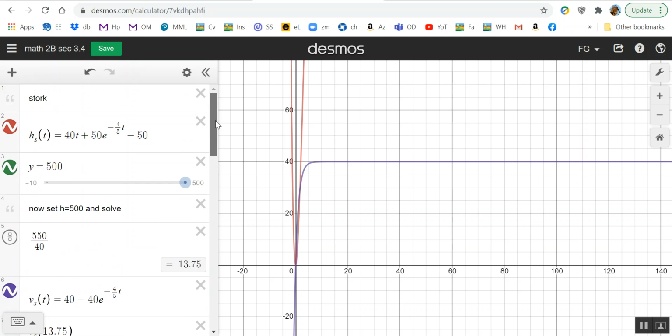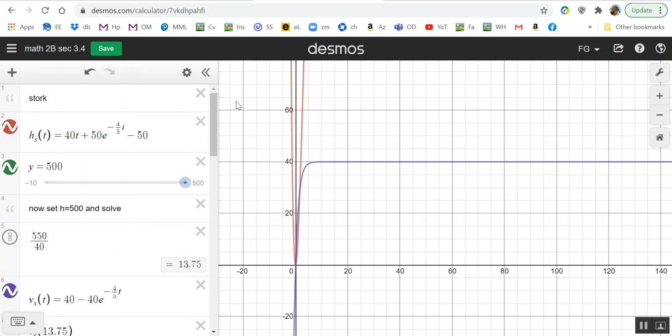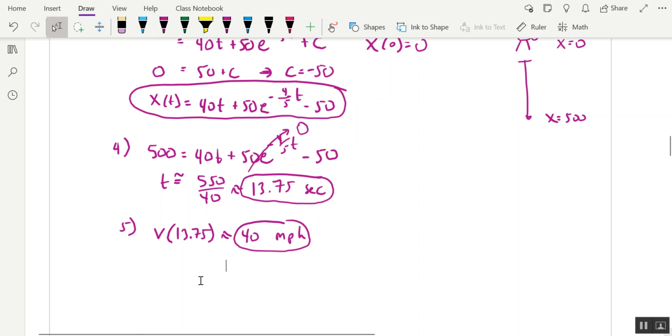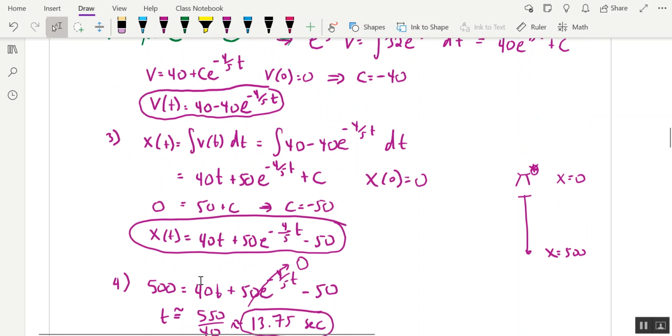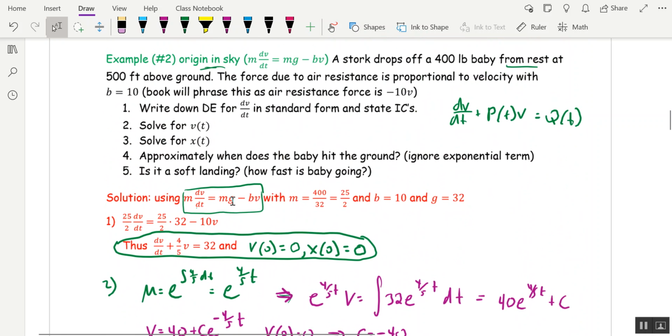All right, so you don't need Desmos to do this. You could use a graphing calculator, but I think Desmos makes it kind of easy and fun. All right, let's go back to our lecture notes. At the end of the lecture notes, I do this problem again, but with the perspective that the origin is on the ground. So I use a negative here, and I change up the initial conditions.